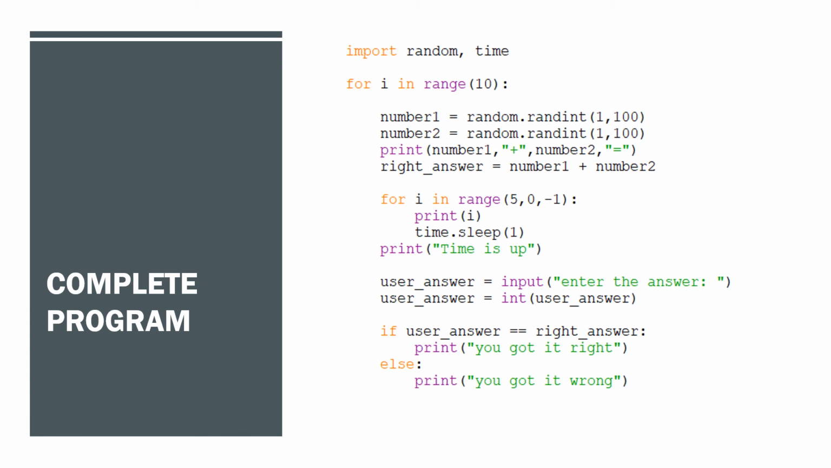So here it is. I've imported 2 modules now. The random one, which I use to make the random numbers, and the time one, which I use to pause for a second. The rest of the time program, the countdown, goes inside the for loop, in between displaying the question and inputting the answer.